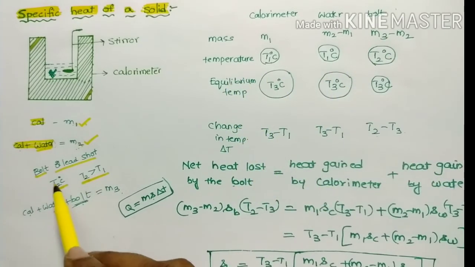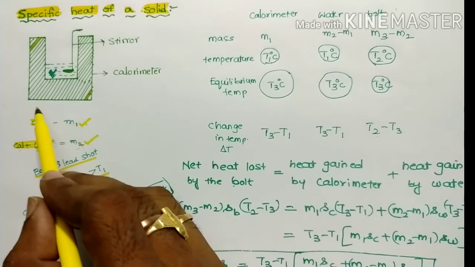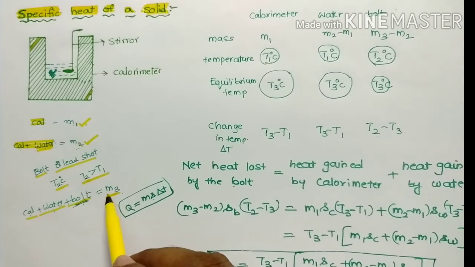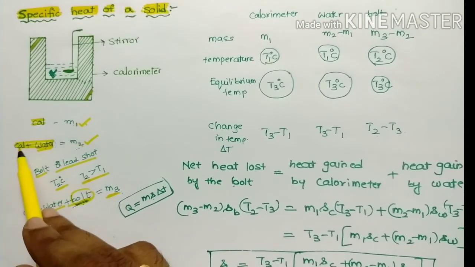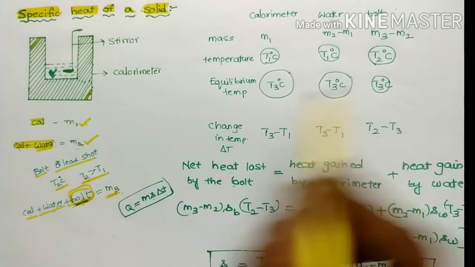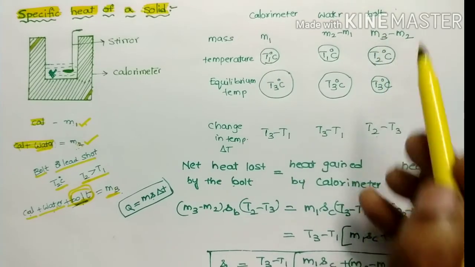And how can we measure the mass of the bolt? Measure the whole apparatus, and let it be M3, that means calorimeter plus water plus bolt is M3. To get the mass of only the bolt: the mass of calorimeter plus water is M2, and calorimeter plus water plus bolt is M3, so the mass of the bolt is M3 minus M2.